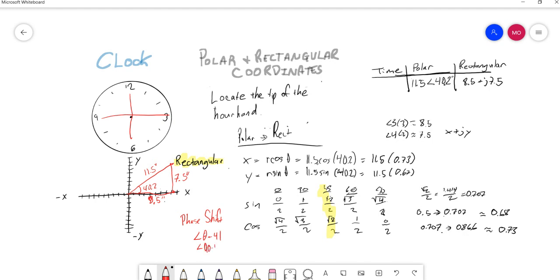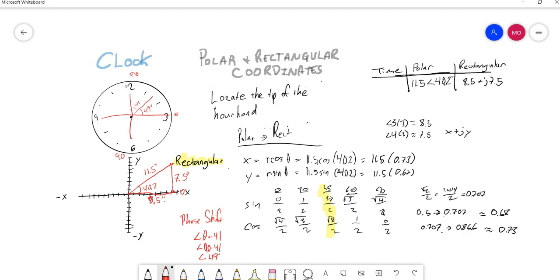So what we have to do is what we call a phase shift. How do we do that? It's shifted by 90 because the x-axis is going to align with the 12 o'clock hour. So that's a 90-degree change. So we say 90 minus 41, and that equals 49. So if we want to plot it on the same coordinate scale, we would plot it using 49 degrees.